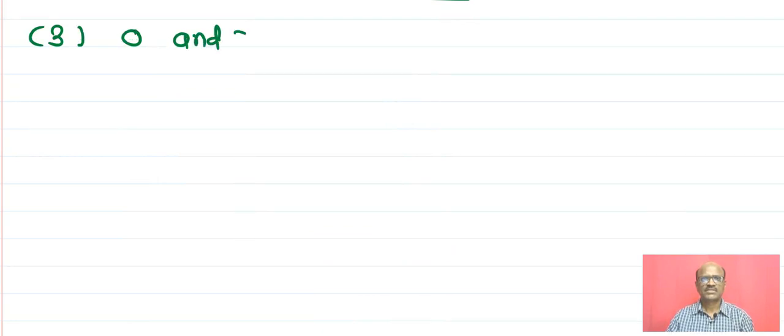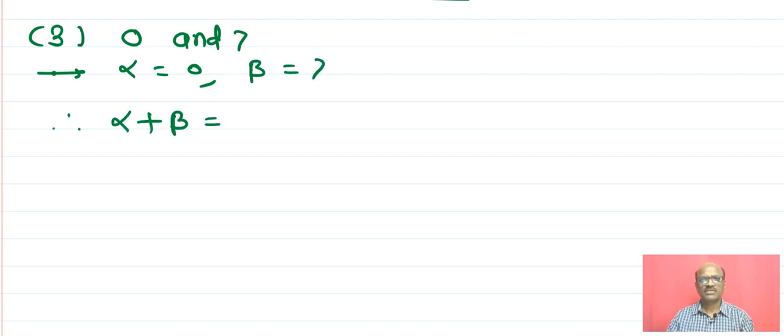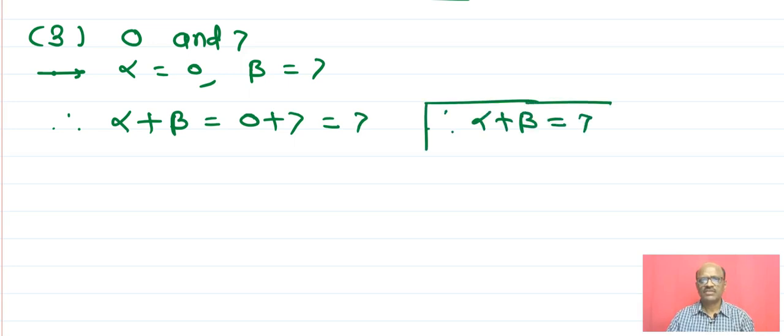Number 3, 0 and 7. Alpha is 0 and beta is 7. Therefore, alpha plus beta is equals to 0 plus 7 is equals to 7. And alpha into beta is equals to 0.